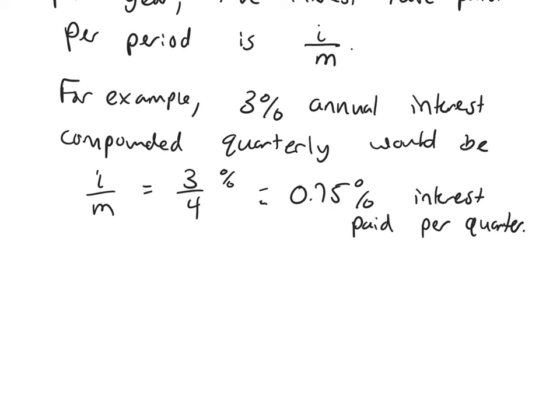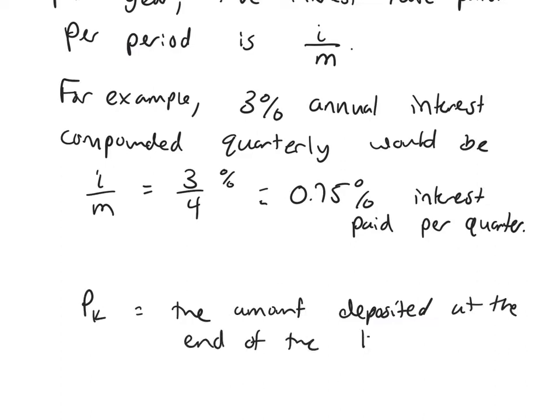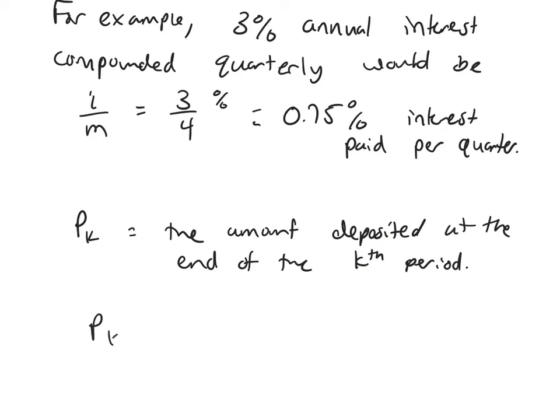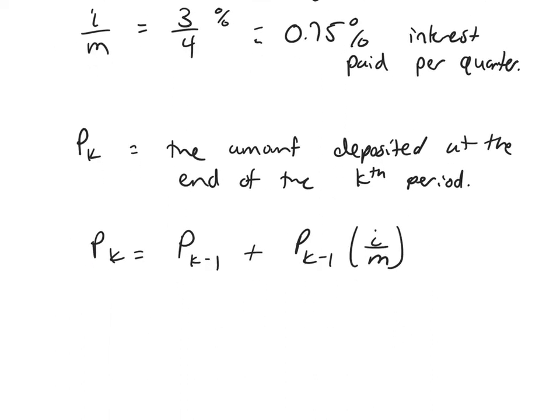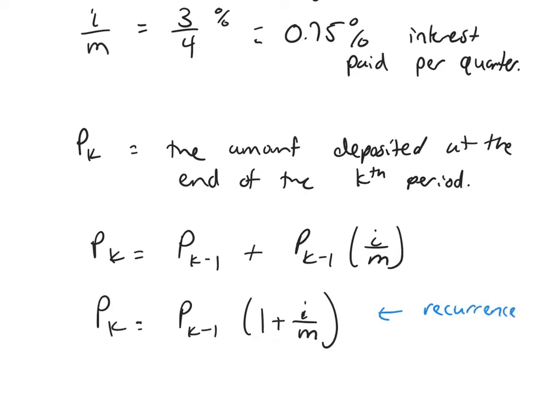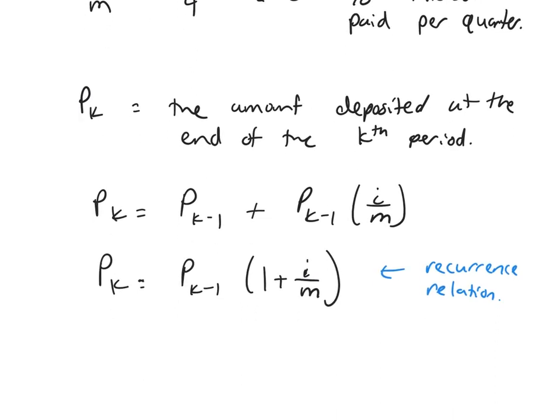So how does that affect your calculations? Now I would use P_k for the amount deposited at the end of the kth period. So then P_k would be P_{k-1}, your previous amount, plus the interest, and now your rate is I over M. And so if you factor out P_{k-1}, you're going to get 1 plus I over M. Okay, so this is how your recurrence relation would work if you're compounded more than once per year.